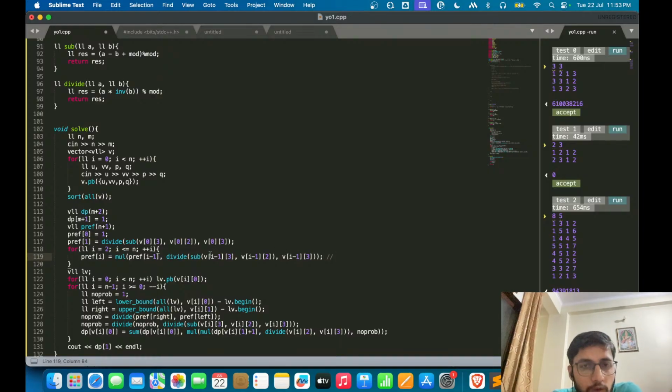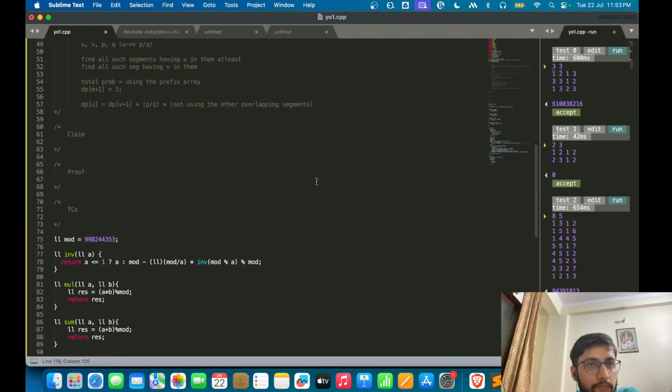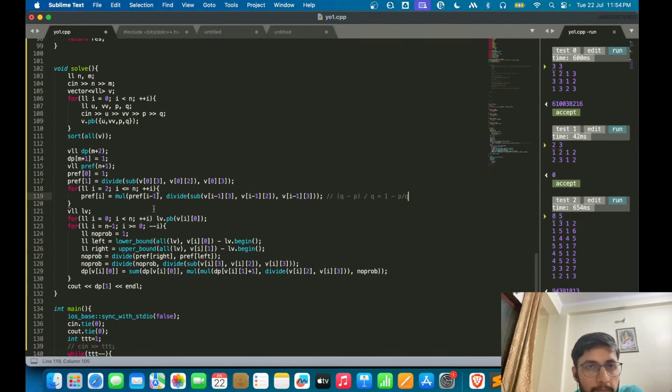See, v of i minus 1 and 3 is q, because q is the last, right? This is 0, 1, 2, 3. 3 is q. 2 is p. Again 3, and I'm dividing this time. So this is q. This is basically 1 minus p by q that I showed. We have to find out these probabilities combined. So now I'm just multiplying all of those so that I get a prefix array.